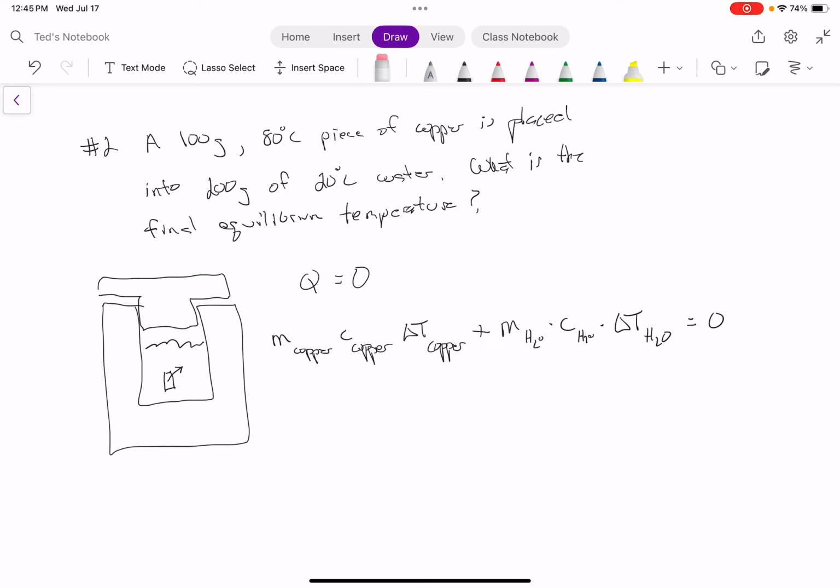All right, I need to look up the specific heat of copper because I don't know that, so I'm pulling up the textbook. Copper has a specific heat of 387 joules per kilogram degree Celsius, and of course water, the textbook here says 1,000 or 4,186, so I'll use that value.